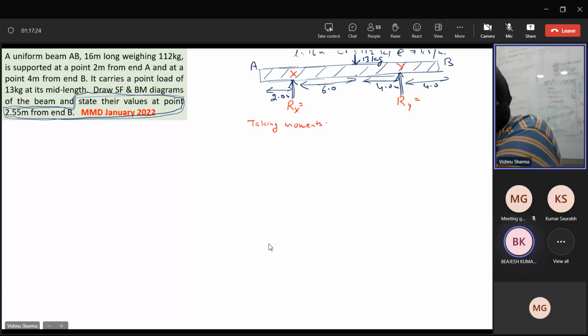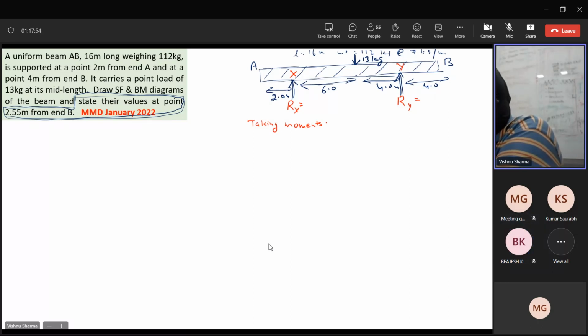Where will the reaction act? Will the reaction act at A? No, sir. Because support is there, that's why we are calculating from X. I don't know where you are calculating from. I'm just saying, will the reaction act at A? Yes or no? No, sir. Why? Tell me why also.